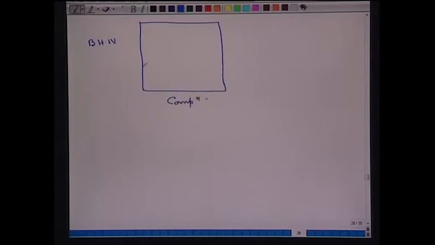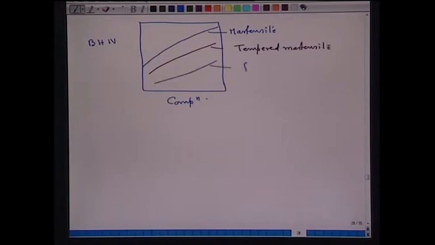then martensite is the hardest phase, that is the martensite. Then this will be tempered martensite. Tempered martensite. And this will be fine pearlite.